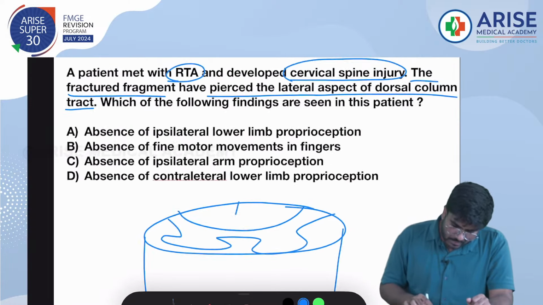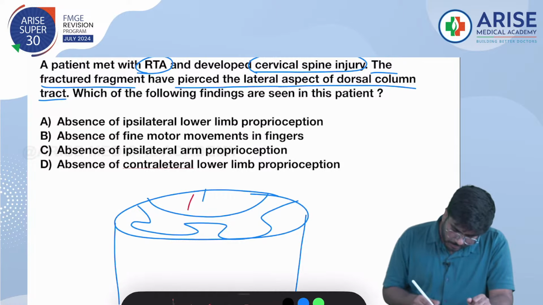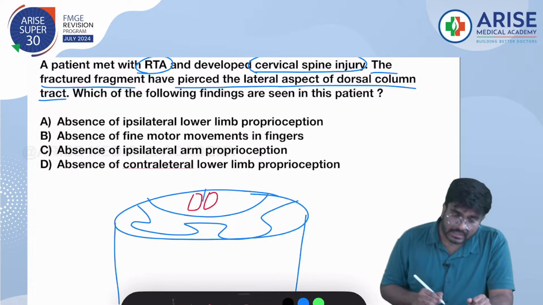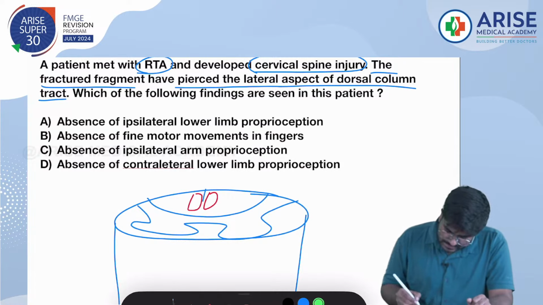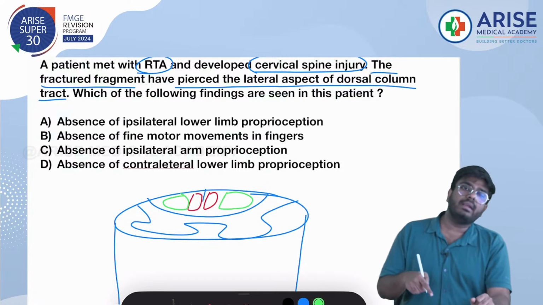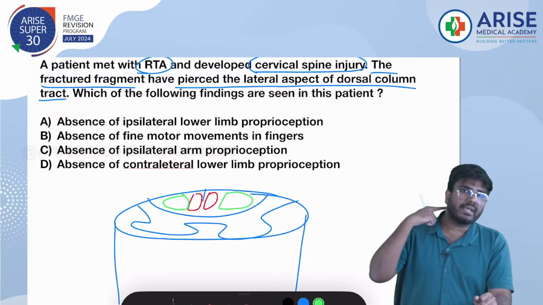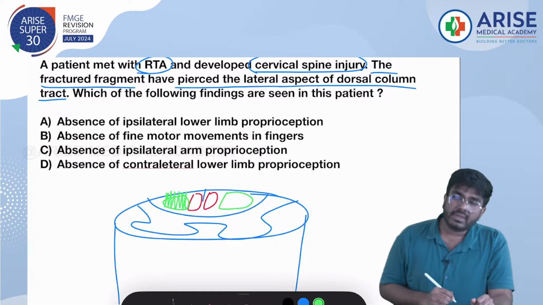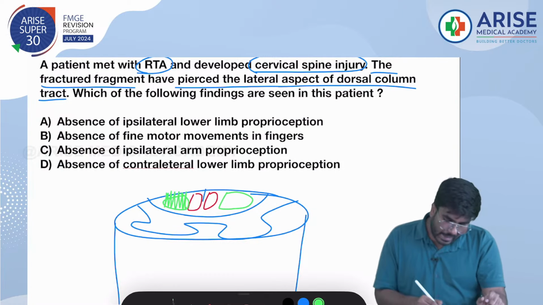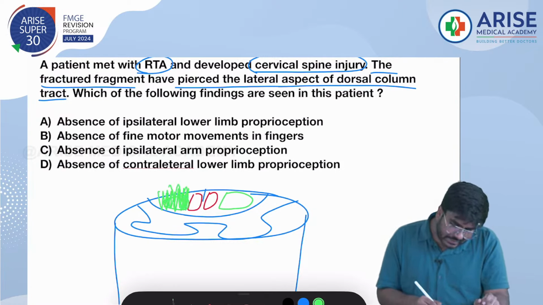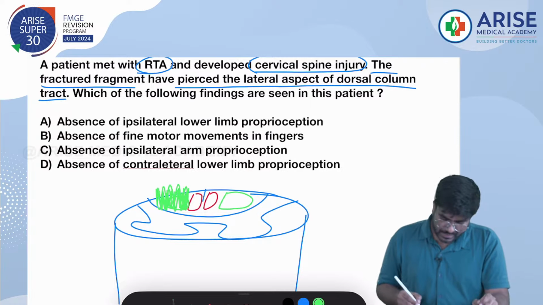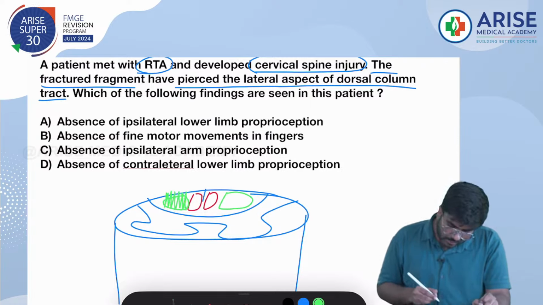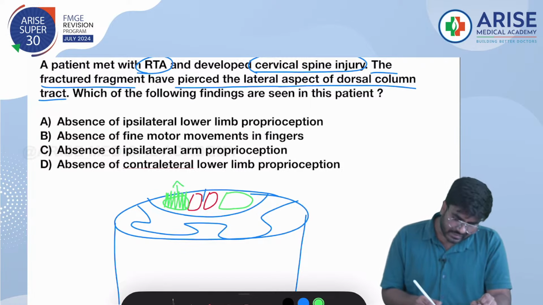Now, look here. In the dorsal column, there is fasciculus gracilis on the medial side, and fasciculus cuneatus on the lateral side. Now, what happened in this patient, in the cervical area of the spinal cord, the lateral area, the fractured fragment has damaged this lateral area of the dorsal column. If the lateral area of the dorsal column is affected, which tract is affected?